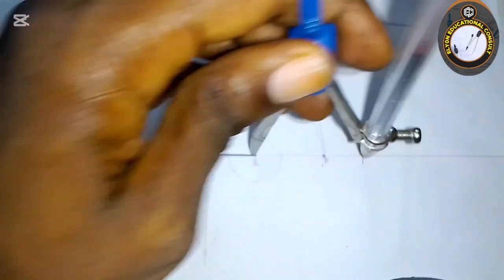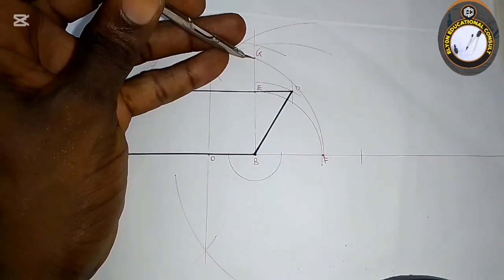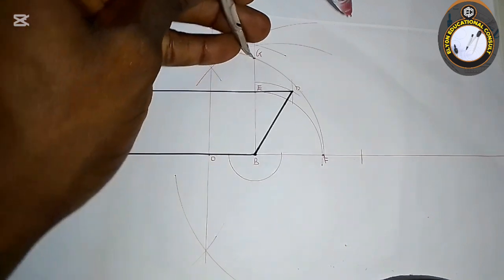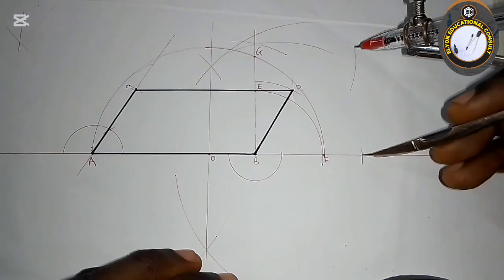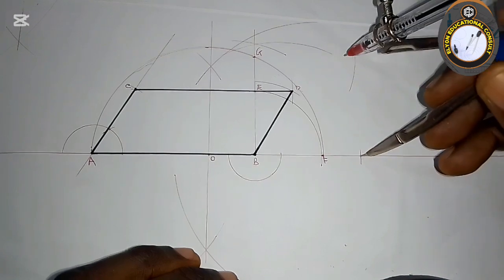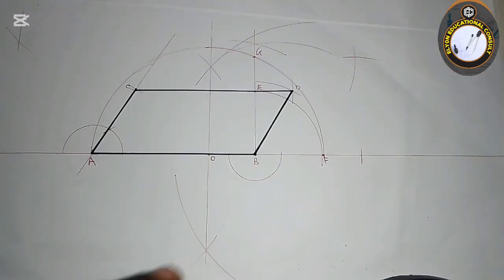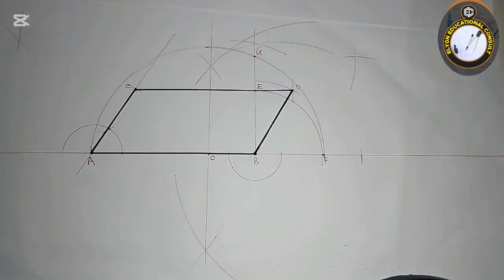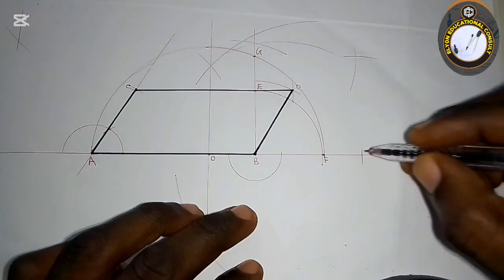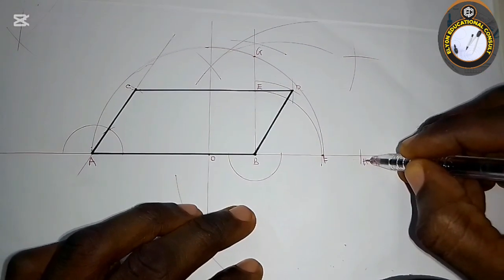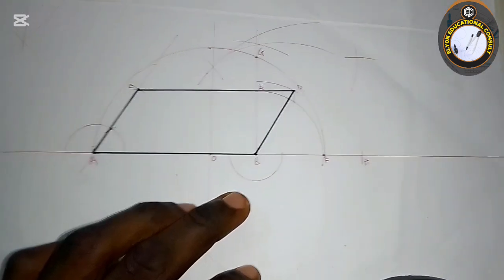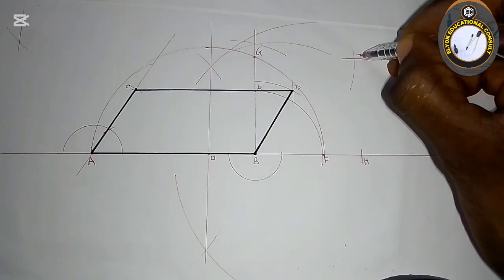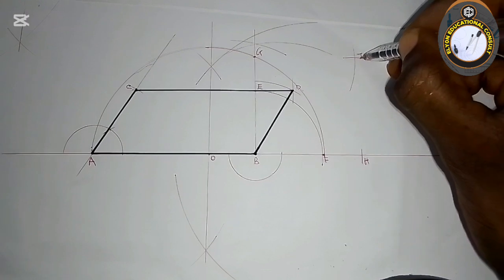So I take this length, place at G, and strike an arc this way, then place at this other point and strike an arc. We take note of this point here, which I call H, and this point here as my I.